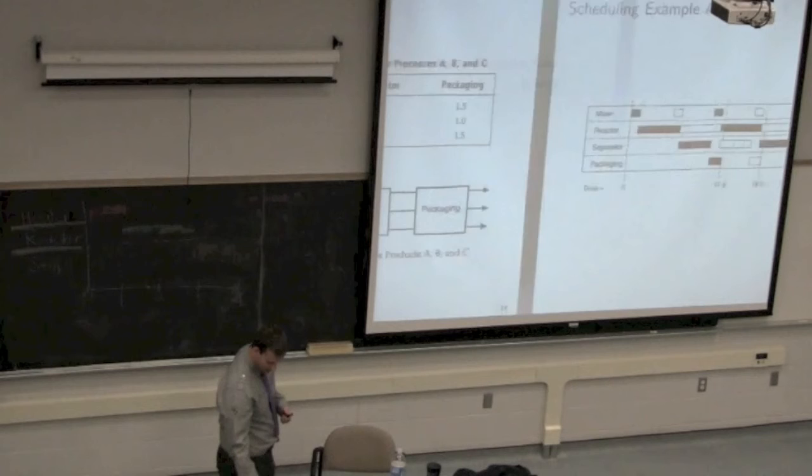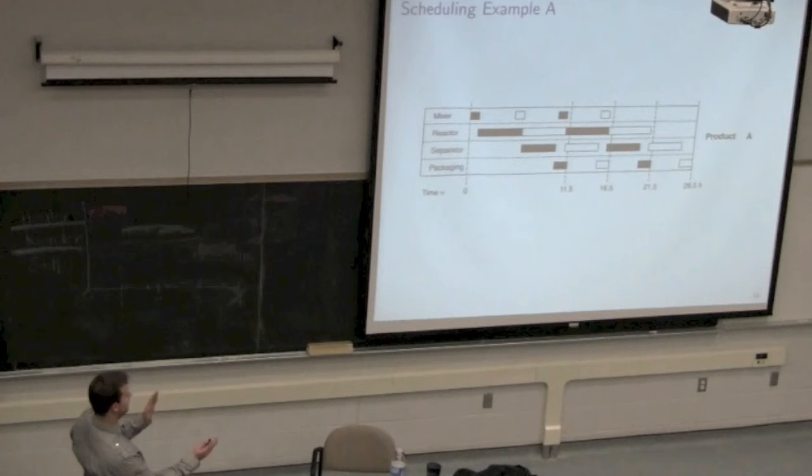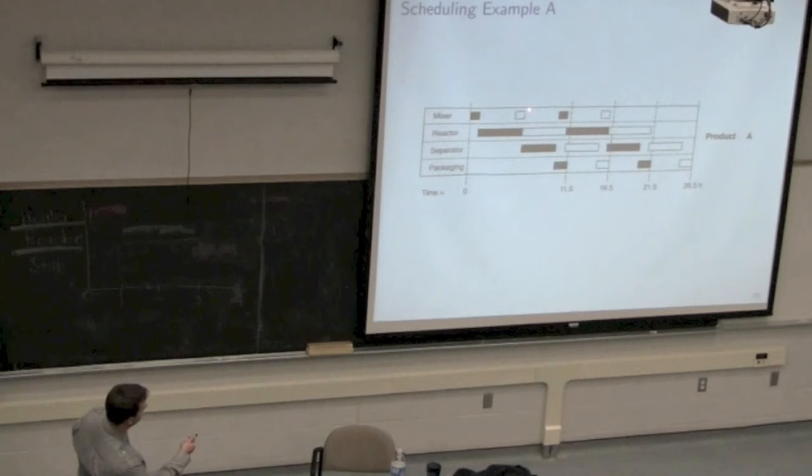So what it might look like is something like this. Now, if we're looking at a 26.5 hour time horizon, there's your answer right there, just like what you suggested. Mixer, reactor, separator, packaging, and then repeat. And if you're really good, you'll condense them as much as possible. So when you condense them, you want your two cycles to end over here at the white bars at the end. You get something like that.